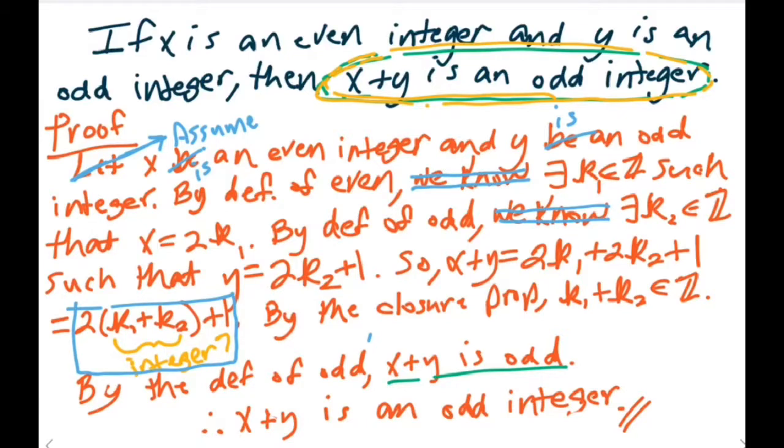And then, how did we know where to go from there? Well, I had sort of exhausted everything that I could think of to use from my hypothesis. All right, x was even, so we wrote it as 2 times an integer. y was an odd integer. We wrote that. All right, so I think I've pretty much exhausted everything.